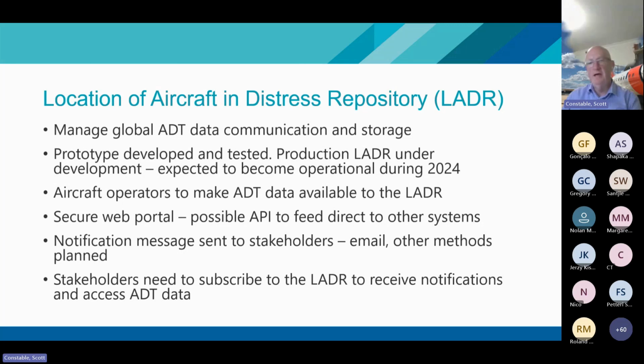For example, the AFTN, or the Aeronautical Fixed Telecommunications Network, which has been used for decades throughout the world in the air traffic control world. But GADSS also uses it to deliver existing distress beacon alerts. When you receive the notification, stakeholders will then need to log into the ladder to access the ADT data, and viewing rights will be filtered. Operators are going to be able to see their own aircraft data, but they will not be able to see another operator's data. However, RCCs will be able to see all data.